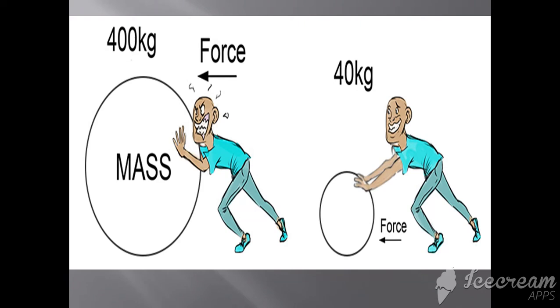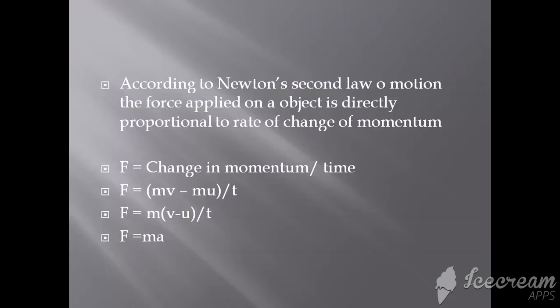Now let us come to the statement and mathematical form of Newton's second law. According to Newton's second law of motion, the force applied on an object is directly proportional to the rate of change of momentum. So you have to see how you can make a mathematical form out of the statement. F is equal to change in momentum. Rate of change of momentum means change of momentum divided by time.